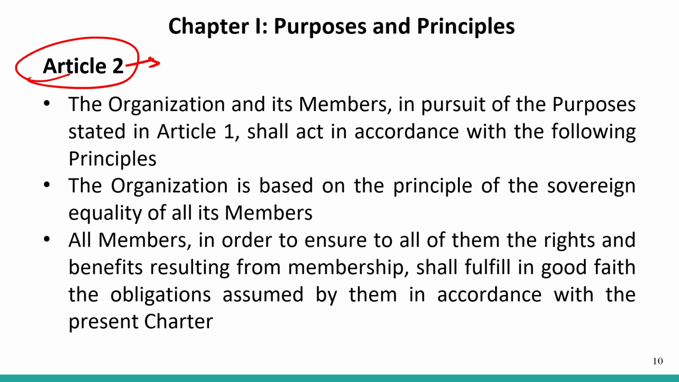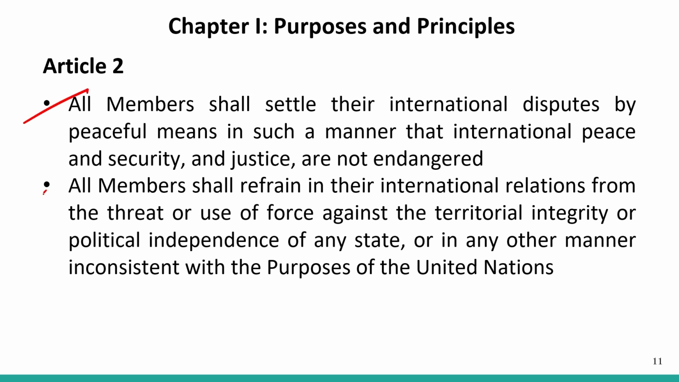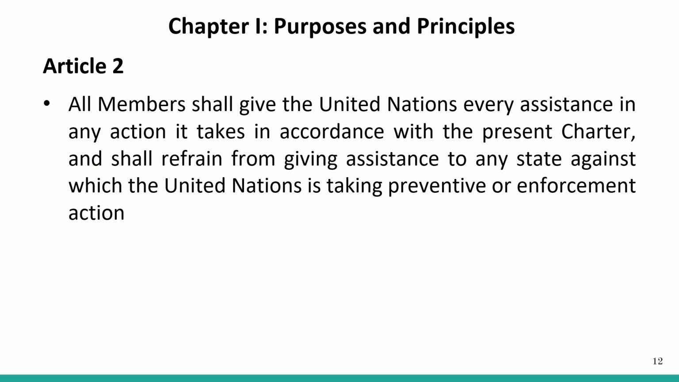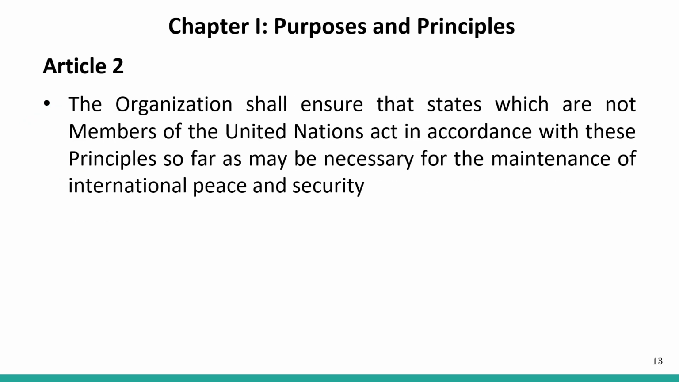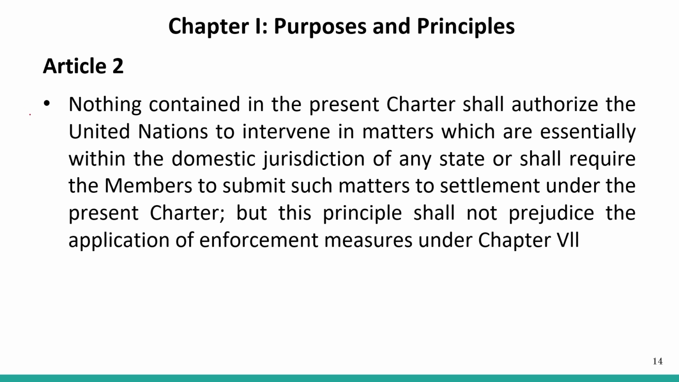We have discussed that under Article 2 the principles have been enumerated for the organization and its members in pursuit of the purposes stated under Article 1, which talks about the purposes. On the basis of those purposes, we have enumerated different principles which need to be fulfilled by all the members of the United Nations. Those are the principles enumerated under Article 2. We have already gone through it, so we will not deal with it again, but just to revise these important portions, I'm discussing it for a short period of time. Okay. Now, we have already completed till Article 2.